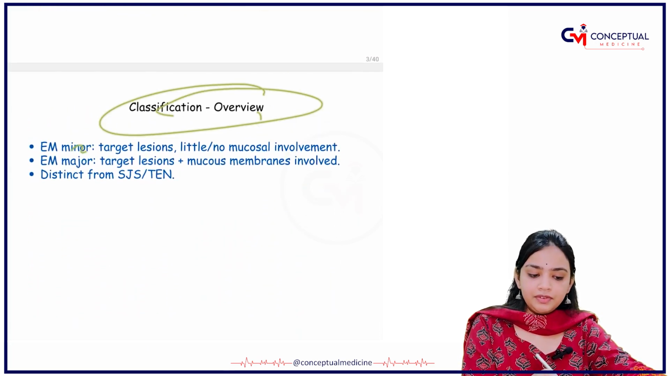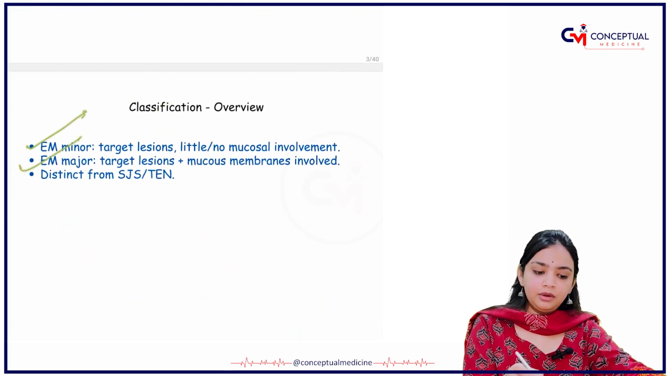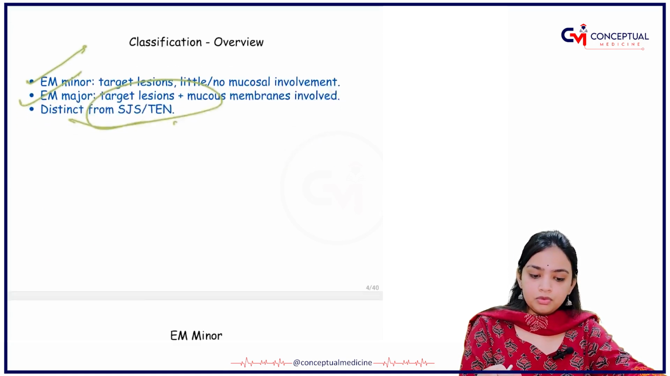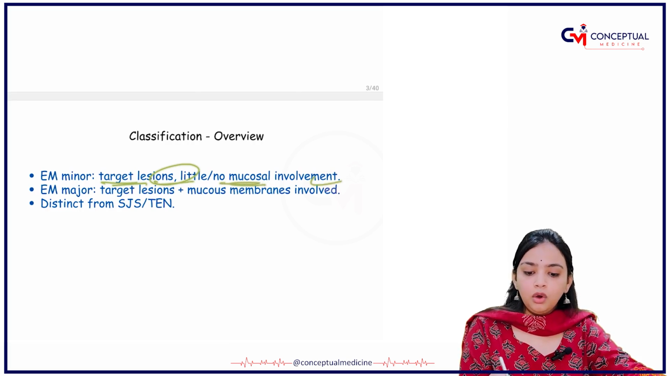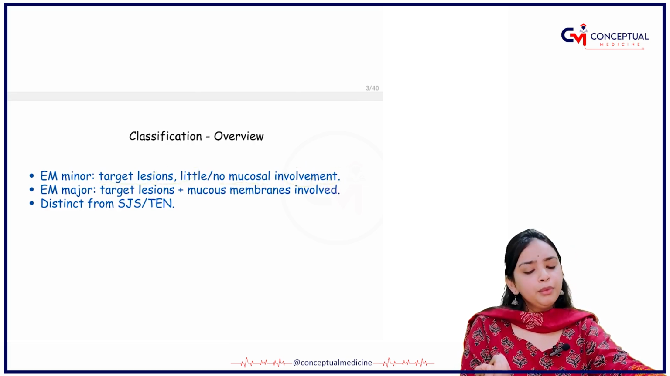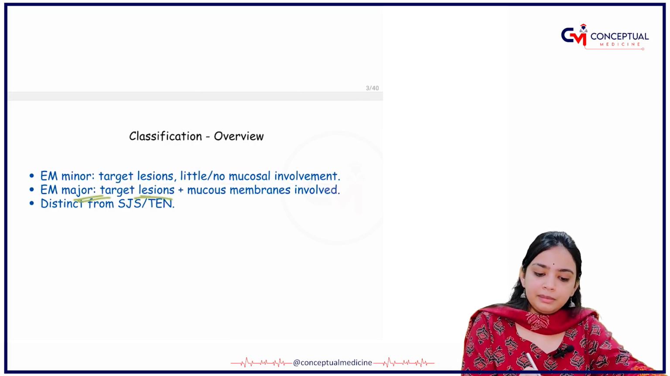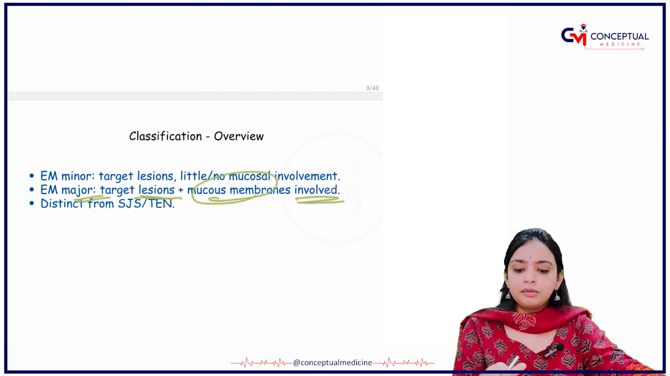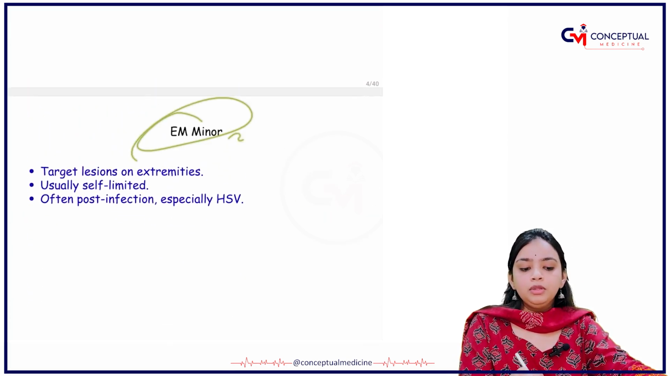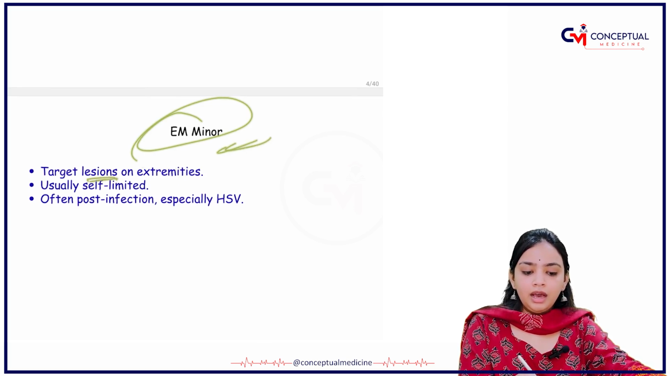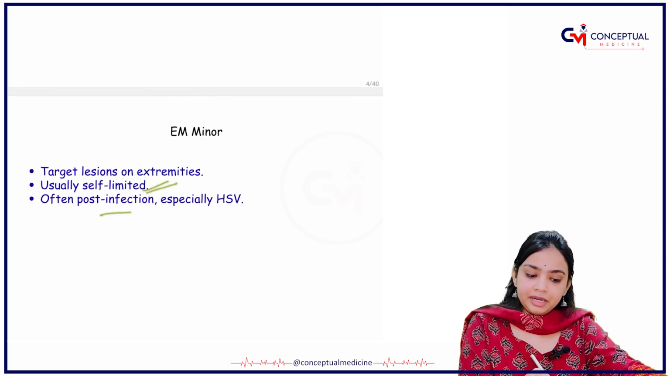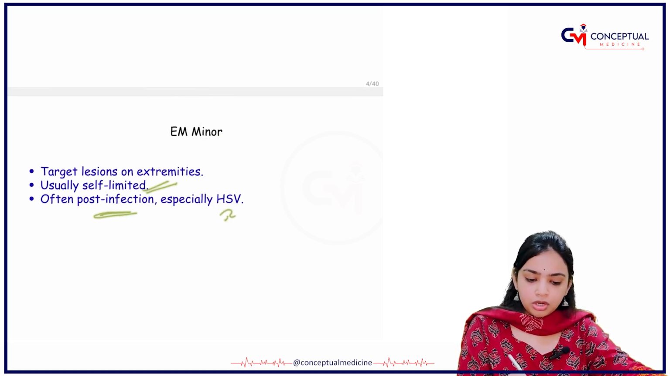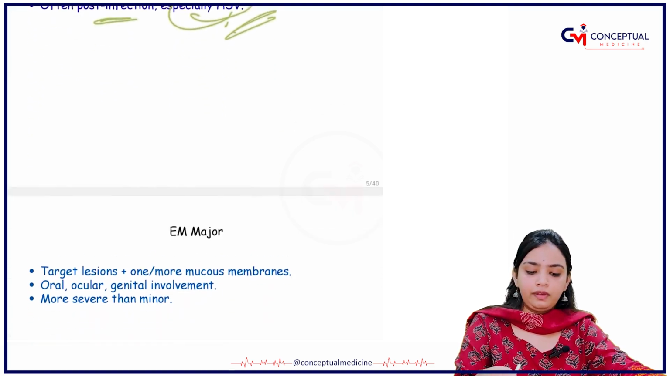If I talk about the classification, then you have the major one, the minor one, and the distinct forms. In the minor one, there will be target lesions, with little or no involvement of the mucosa. In the major one, there will be target lesions plus the mucous membrane is involved. Let's talk about the minor one. In the minor one, you have target lesions on the extremities. Usually they are self-limiting and often they are post-infectious, especially due to HSV.